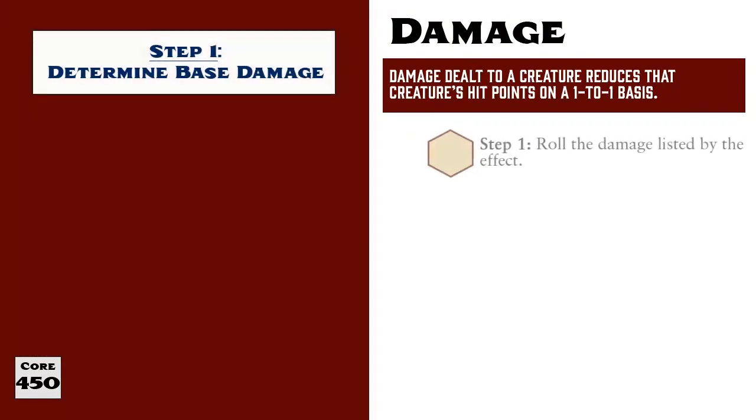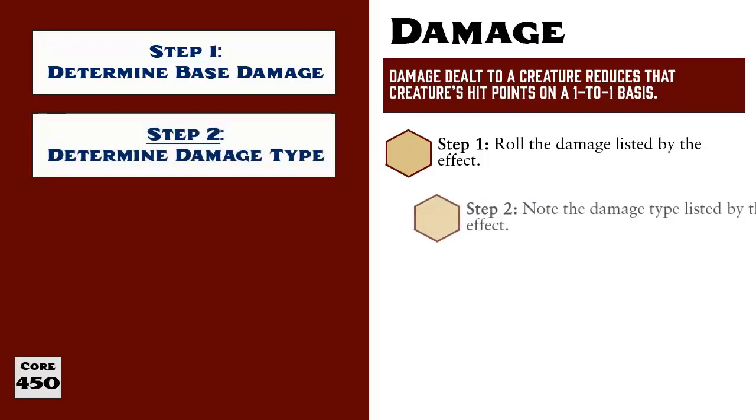Step 1 is determine the base damage. Any effect that applies damage should include a number of dice to roll to determine the base damage. In rare cases, the effect will provide a flat number without the need to roll dice, but generally speaking, you will make a damage roll.